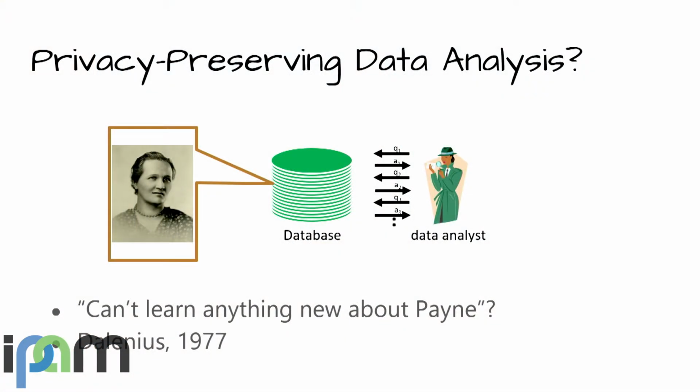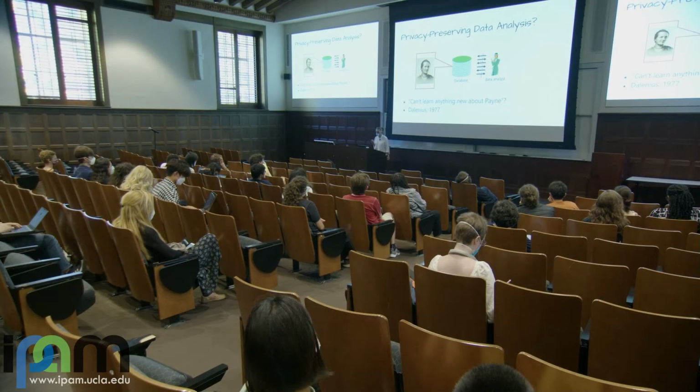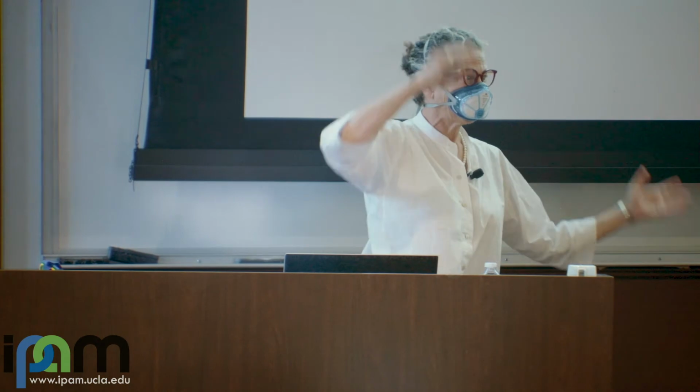A natural candidate, especially if you know any cryptography, was articulated first in 1977 by the statistician Tore Dalenius. What it says is that the data analyst shouldn't learn anything new about Payne by interacting with the data set. She might be an extrovert, she might have published all sorts of things, she might have been covered in the tabloids, but the privacy-preserving data set shouldn't teach you anything you didn't know about her specifically.